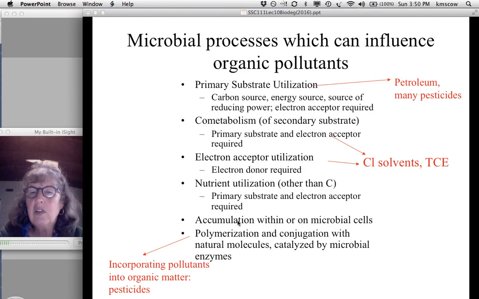There can also be just physical accumulation of pollutants on the outside surface or inside microbial cells, where they actually act like sorbents. And then also microbes can polymerize, using extracellular enzymes that create these conjugation reactions that can actually bring together pollutants. And a lot of pesticides do this into the organic matter. They become feedstocks, these pollutants, for organic matter formation, if you can believe it. So that's an interesting thing.